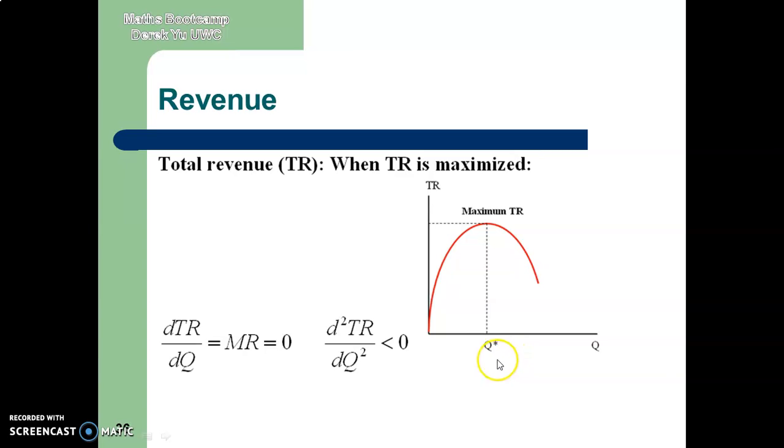And then at Q asterisk, let's say this is the critical point or critical quantity that maximizes total revenue, the first order derivative of total revenue, which is your marginal revenue, equals 0. Remember, slope is 0. The second order derivative of total revenue is negative. Remember, concave, or the unhappy face.